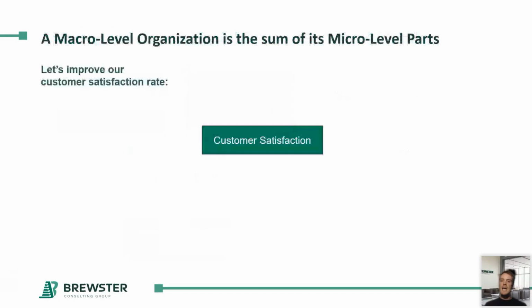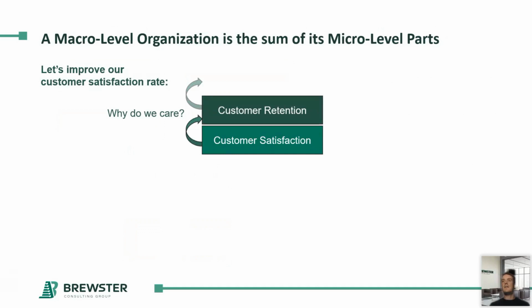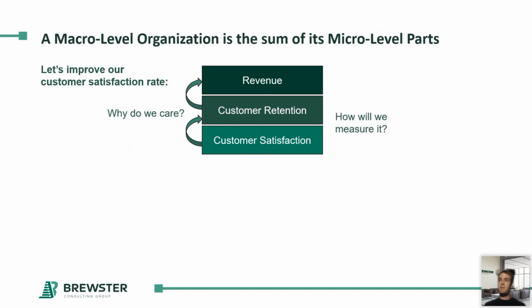So to articulate this even a little bit better, I've got an impact tree that I want to share with you. We believe at Brewster Consulting Group that an organization is just a sum of its micro level parts. So at a macro level, top level, it's just made up of all of the smaller levels, the micro level parts. So let's say that we're the director of a manufacturing operation and we really want to improve our customer satisfaction rate. So why do we care about customer satisfaction? Well, customer satisfaction leads to customer retention, which in turn leads to additional revenue. Not to mention the relationships that can be built with customers who are satisfied that leads to ultimately new business as well. So if we're trying to impact customer satisfaction, how are we proposing that we measure it?